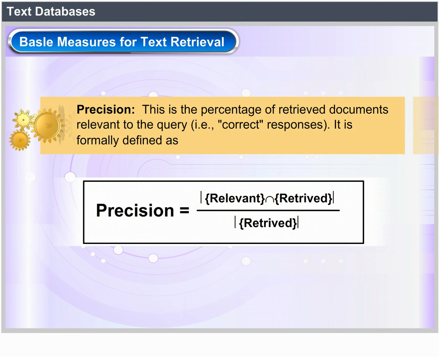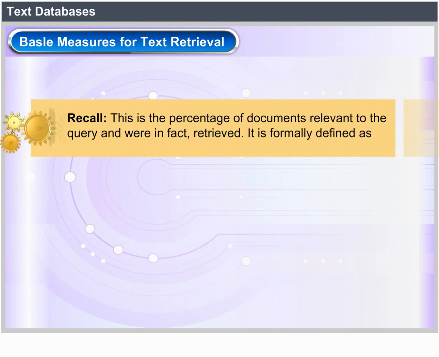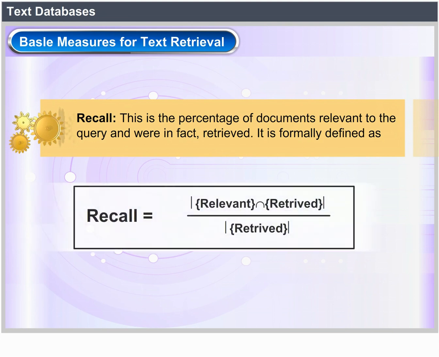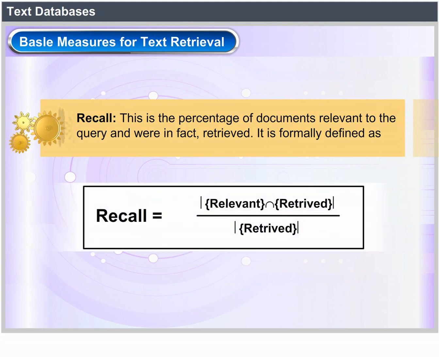Recall. This is the percentage of documents that are relevant to the query and were in fact retrieved. It is formally defined as recall equal to modulus of relevant intersect retrieved over modulus of retrieved.